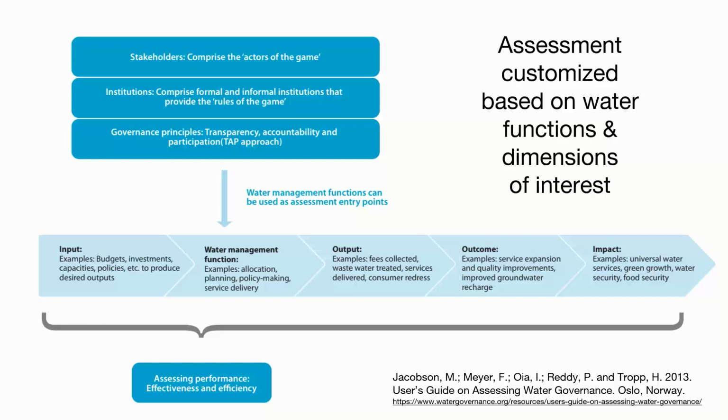Otherwise, the User's Guide offers a variety of options to customize an assessment. That means all assessments will start with inventorizing actors, institutions, and governance principles, but there are still many ways to assess the performance and effectiveness of the system itself. For example, an assessment that uses water governance functions as an entry point would assess if different authorities and service providers do a good job with a specific task they have been assigned to do.